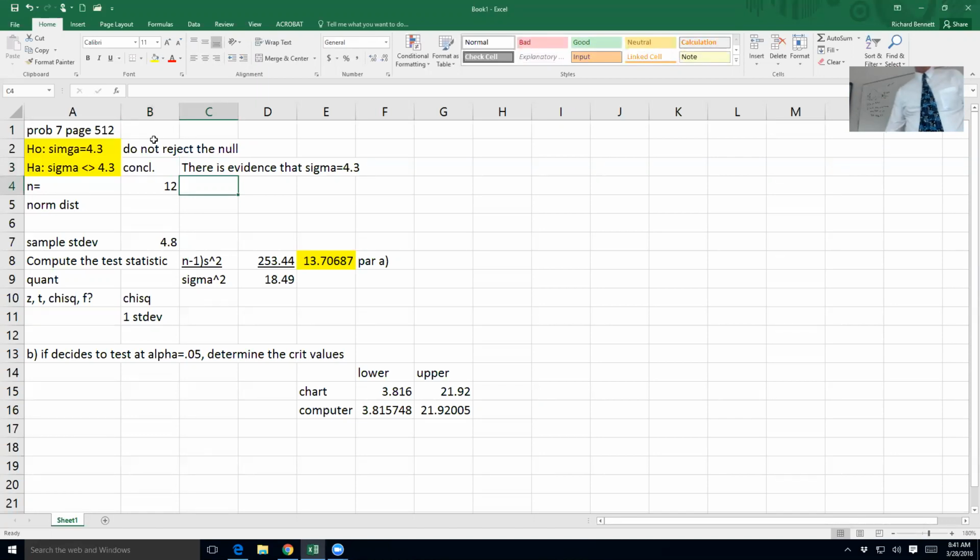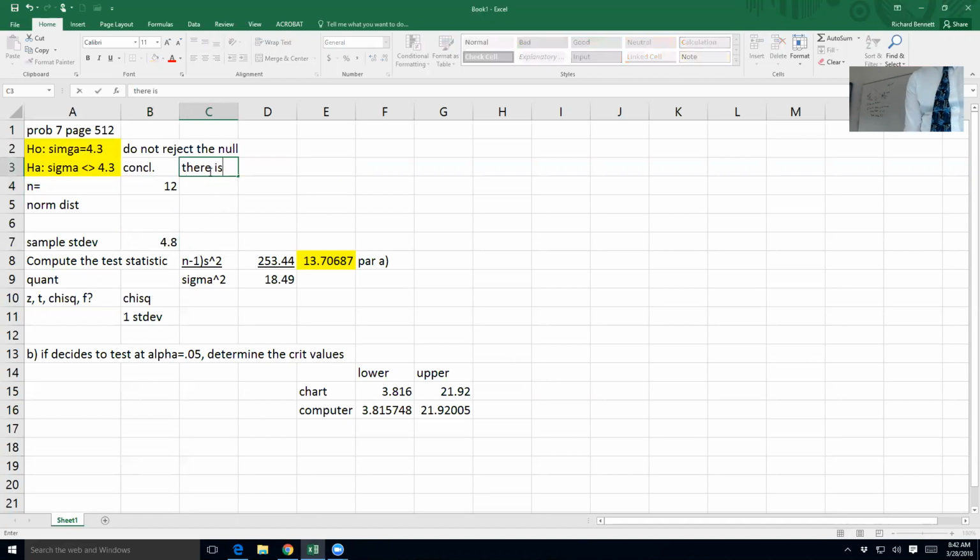No. In fact, our evidence was that it was 4.8, right? We have evidence that it's against. It's not 4.3, it's 4.8. According to my sample, it's 4.8. Is this a correct conclusion? No, this is what I would say. This is too strong a conclusion, okay? You can't make that conclusion.